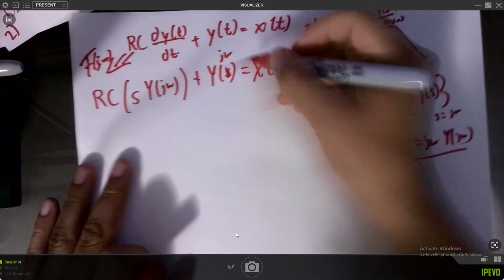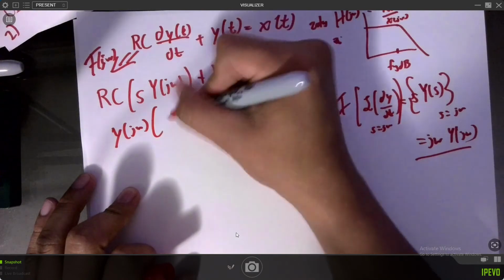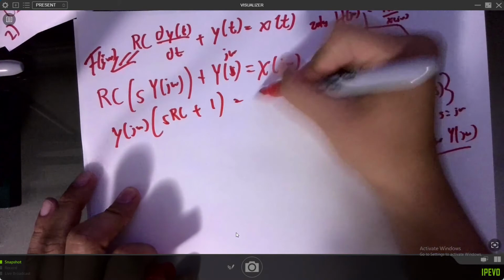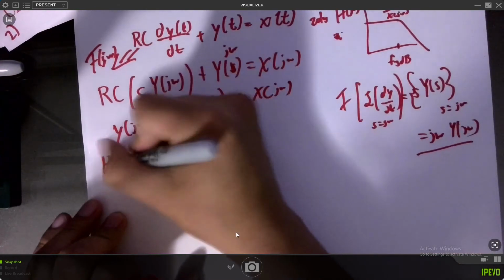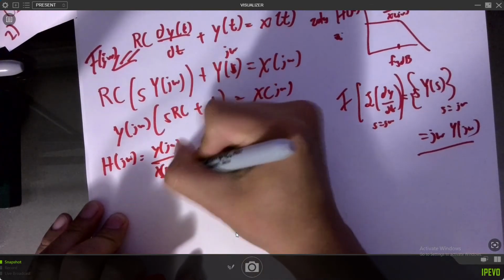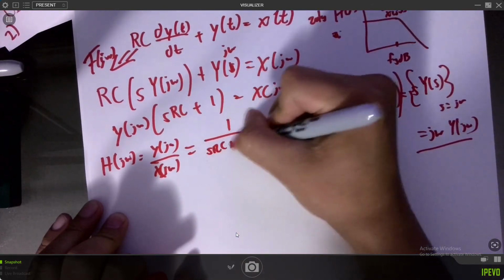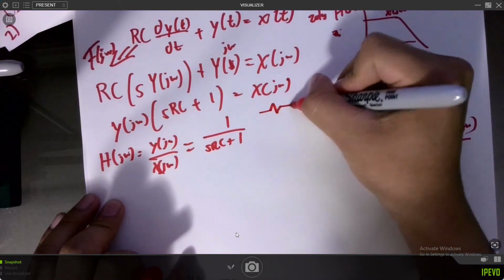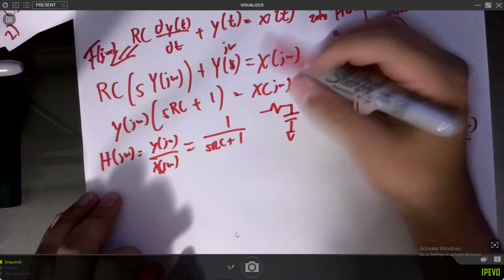Therefore, we want to do some crazy math. If we factor out Y of j omega, we get Y of j omega times (j omega RC plus 1) equal to X of j omega. Therefore, our H of j omega is equal to Y of j omega over X of j omega, which is 1 over (j omega RC plus 1). And guess what? That's literally the equation for your simple RC filter. Pretty simple, and you can do a lot of things with this.